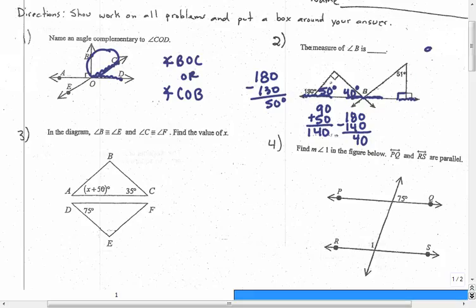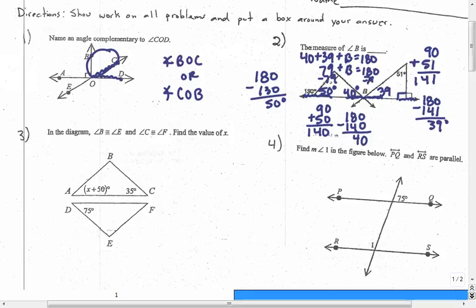This is 51 degrees, so 90 degrees plus 51 degrees is 141 degrees. So 180 minus 141 tells me that the third angle in this triangle is 39 degrees. And I know that 40 plus 39 plus B is equal to 180. So 40 plus 39 is 79 degrees, plus B is equal to 180. So I'm going to subtract 79 from both sides. And that tells me that the measure of angle B is 101 degrees.